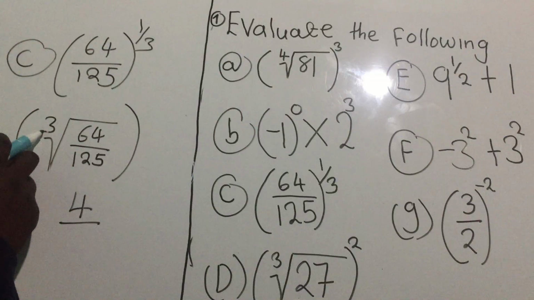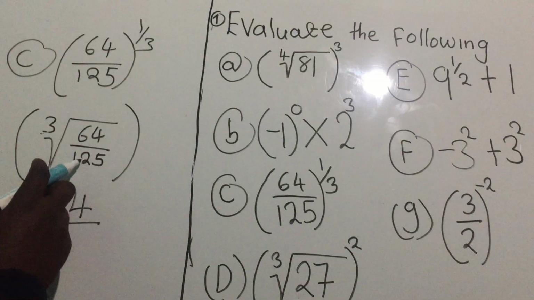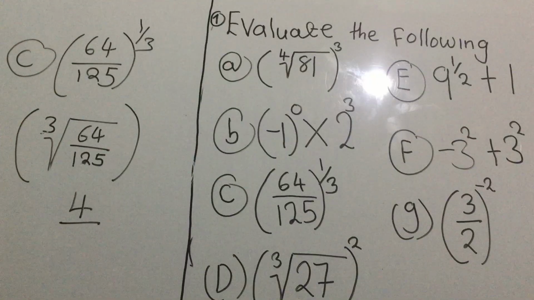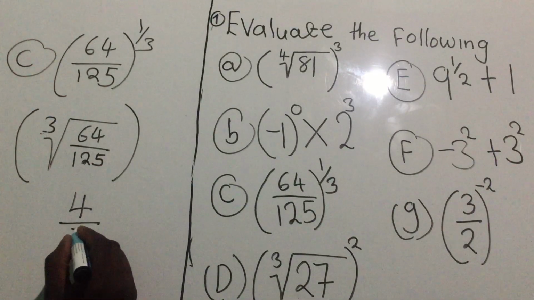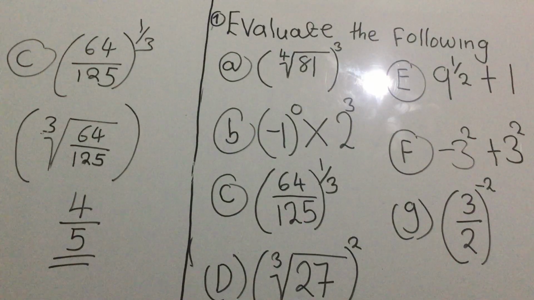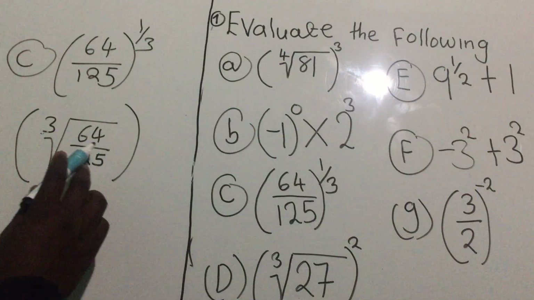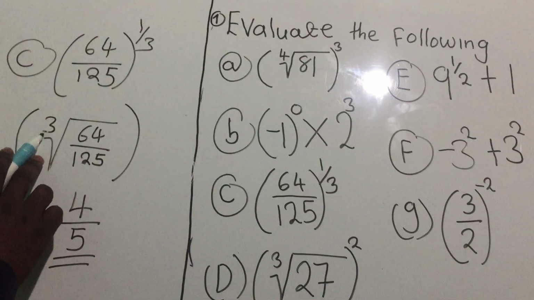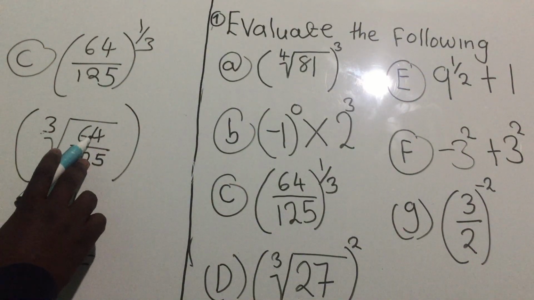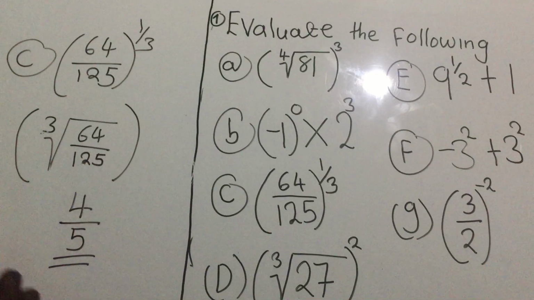You come also here. Which number can you multiply 3 times to get 125? So the number is 5. If you multiply 5 3 times, you get what? 125. So here the answer is 4 over 5. So this is the principle. This 3 is telling you, look for a number which, when you multiply it 3 times, you should get the number which is inside. So this is how you go about it.